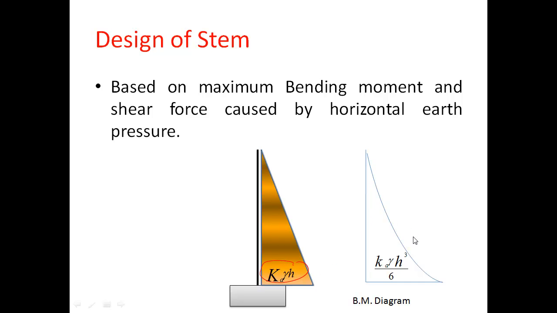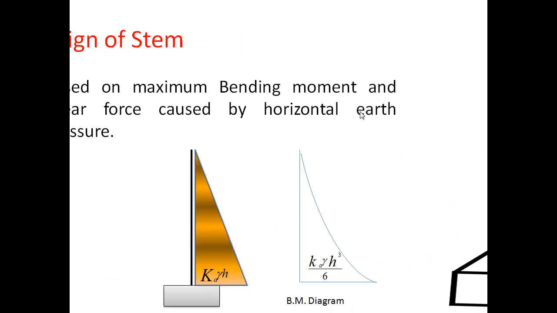Then the bending moment diagram will look like this: Ka gamma H cube by 6 at this joint point, or at this connection point between the stem and the slab. This is the maximum bending moment value, Ka gamma H cube by 6. Depending on the maximum bending moment, we are designing the stem.